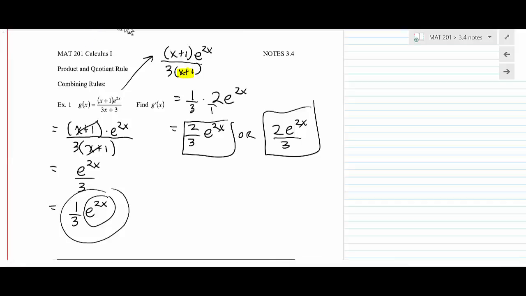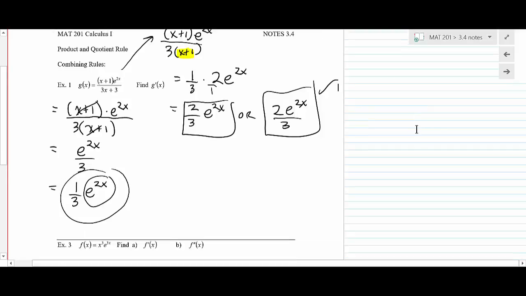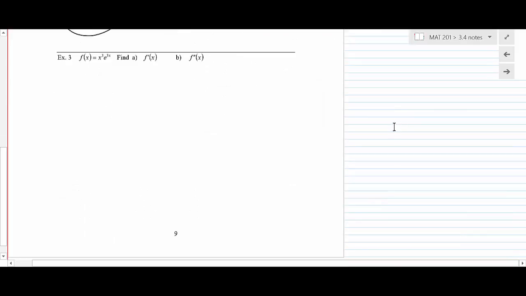So really that's what you do: if you can simplify something first, do it. If you jumped into the quotient rule on this, you would eventually get the same answer, but it'd be a lot more work. It'd be very messy. So be on the lookout for that. Does that make sense? Okay, look for stuff. All right, so that was easy. Let's take a look at the next one here.